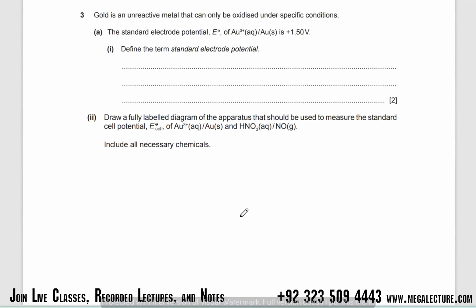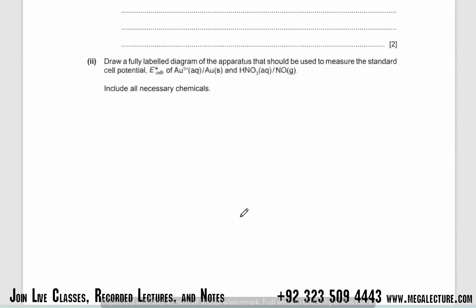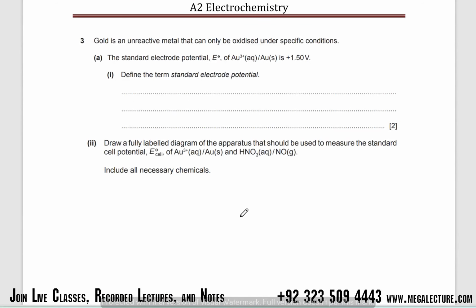I said this one. He's saying draw a fully labeled diagram of the apparatus that should be used to measure the standard cell potential. So you got two cells. One is this electrode, and the other one is this electrode. The nitric acid, NO gas electrode, and gold ions and gold electrode. Can you quickly draw this electrode, draw this electrode? It's an electrochemical cell, so connect them together. So try and draw a fully labeled diagram, complete with labels. Okay? Send me a picture for that.